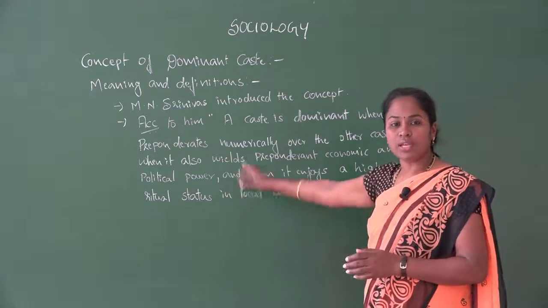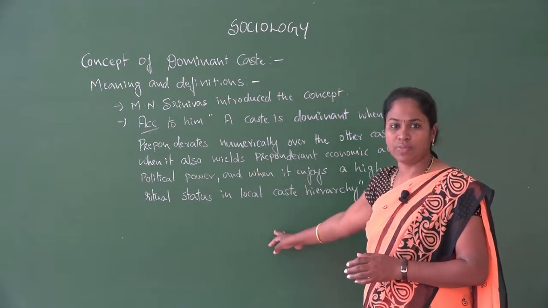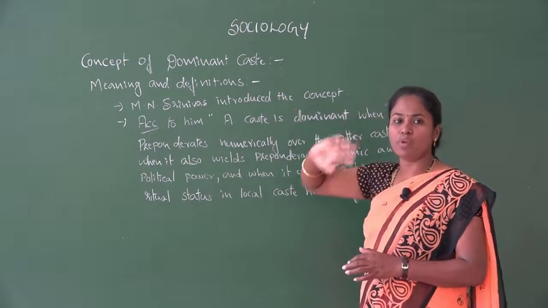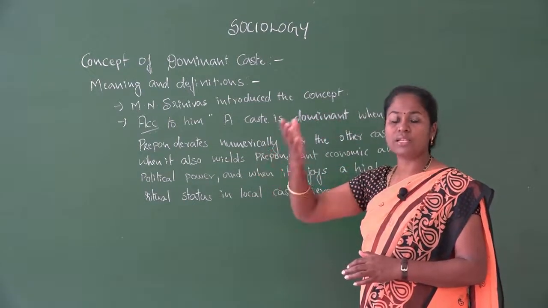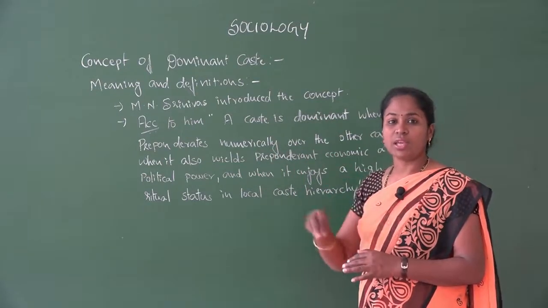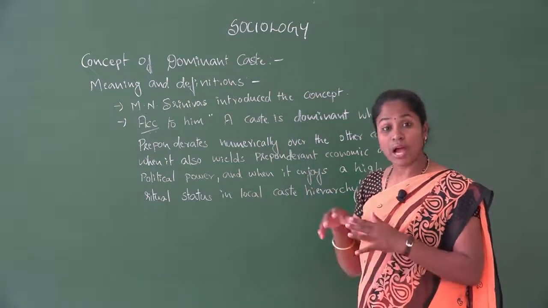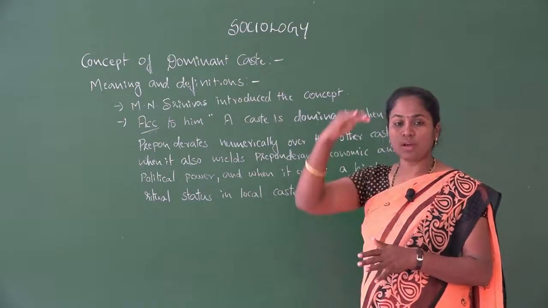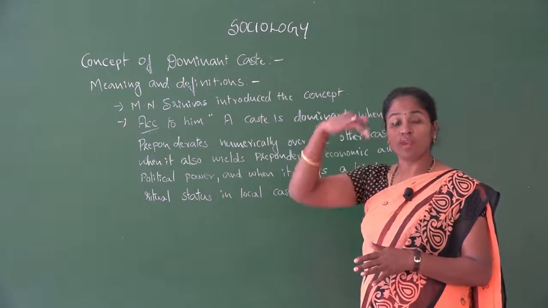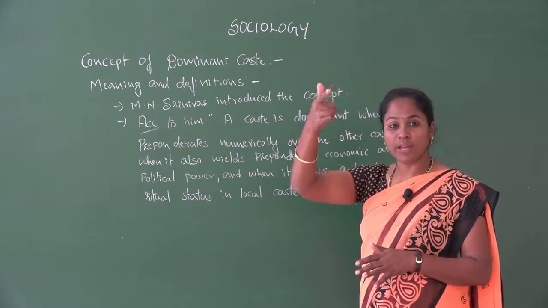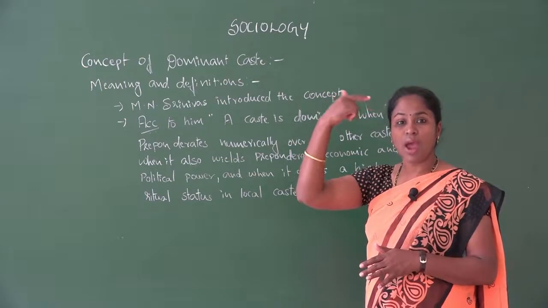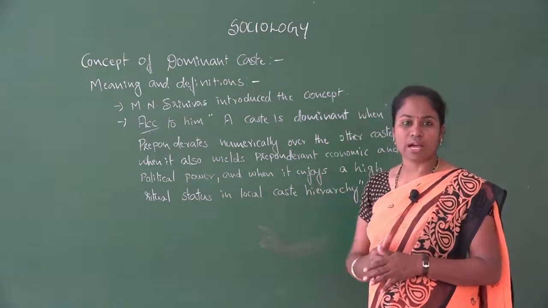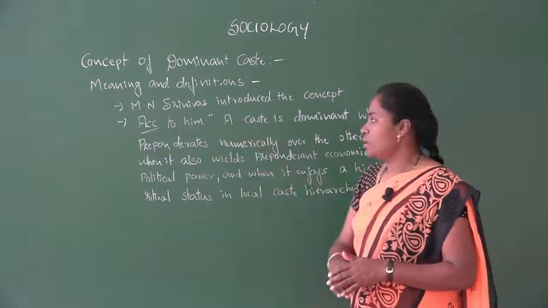We can see this in the caste system. Numerically, if they are strong, that is, the number of people is more, as well as economically and politically very strong in the caste system. When we have the hierarchical system, this is the higher one, this is the lower one. When we call it higher, that means numerically, socially, economically and politically they are strong, and we call that caste a dominant caste. That is according to M.N. Srinivas.